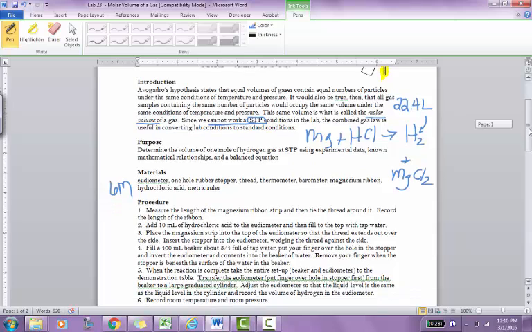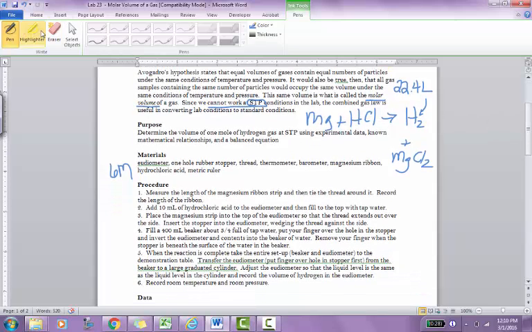So, to get started here, let me highlight some common pitfalls. You want to make sure that you measure the length of the magnesium ribbon. I am going to give you another mass measurement from which you can calculate the mass of your particular piece of magnesium ribbon. But you're going to need some length measurements first in order to do that calculating.